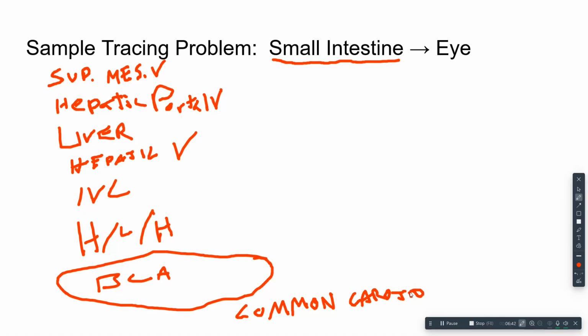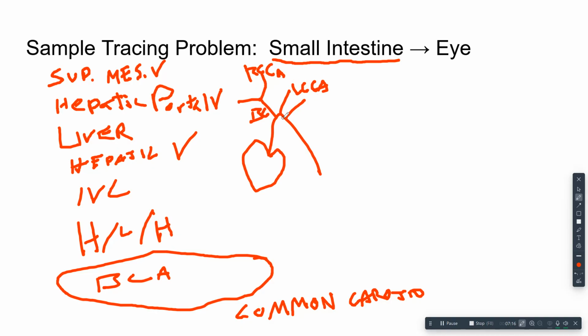Because remember, if we're thinking about the branches of the aortic arch, the first one is the brachiocephalic. The second one is the left common carotid. The third is the left subclavian. And then we know that the brachiocephalic splits into a right subclavian and a right common carotid. So to get to the right common carotid, you also have to take the brachiocephalic. To get to the left common carotid, you just come straight off the aortic arch. So I'm only going to use the brachiocephalic artery if I'm going to the right.